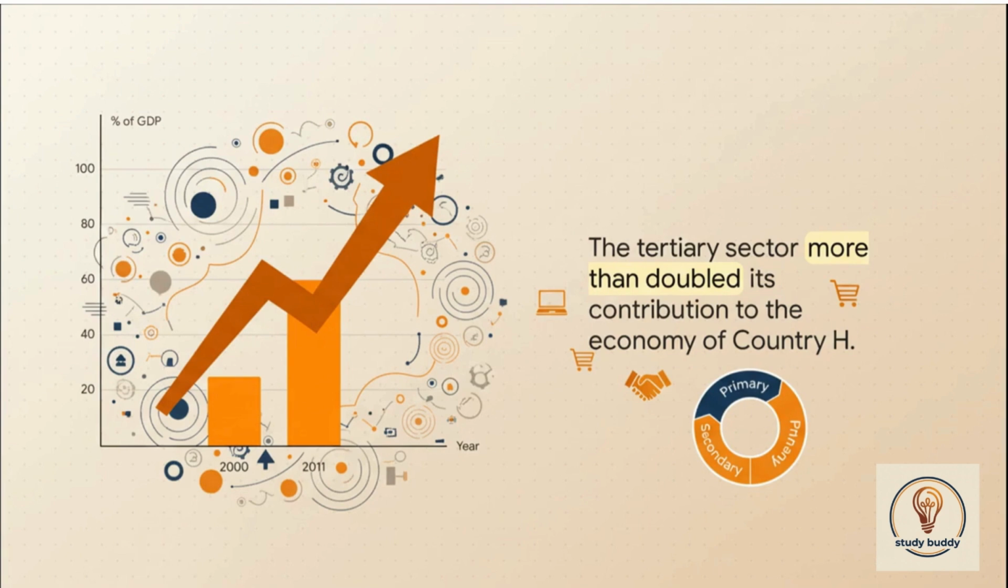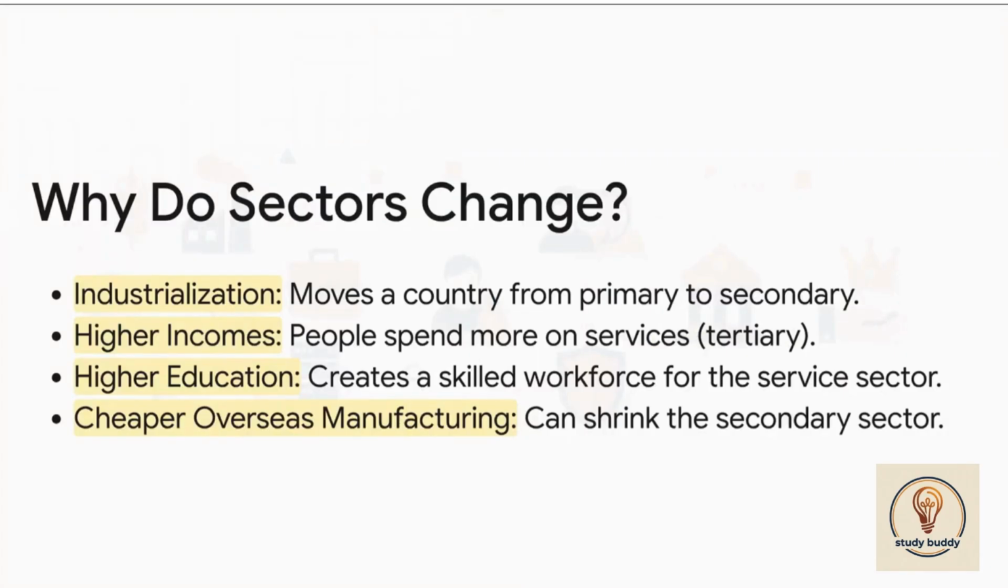The tertiary sector, the service sector, more than doubled. It went from just a quarter of the economy all the way up to a whopping 60%. That is a huge jump, and it's a classic sign of a developing economy. So the big question is, why does this happen? So what's driving this massive shift? Well, there are a few key things going on.